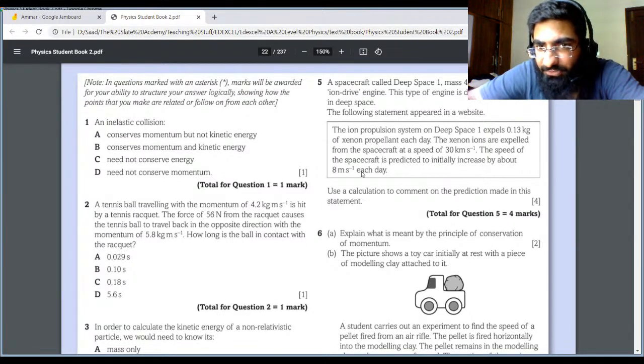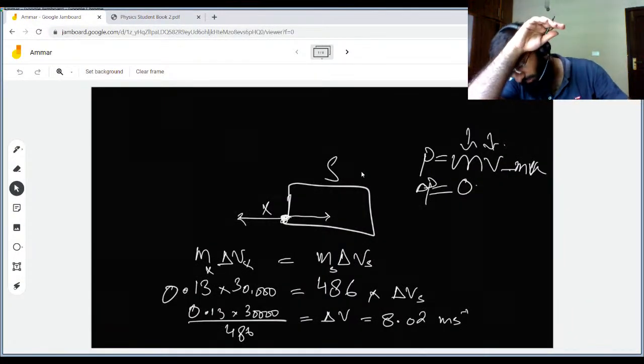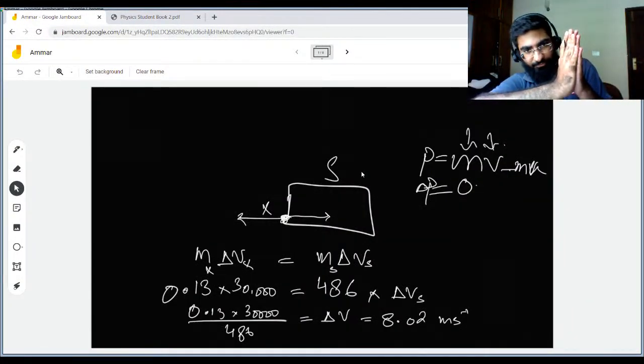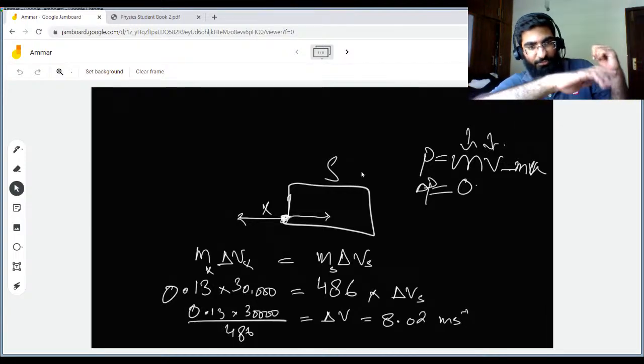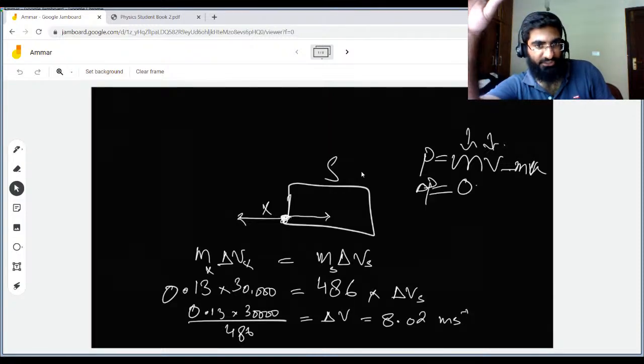Shall I repeat once again? If there are two objects and they have uniform momentum, the change of momentum of one object will be equal to the change of momentum in the other object in the opposite direction. Agreed?